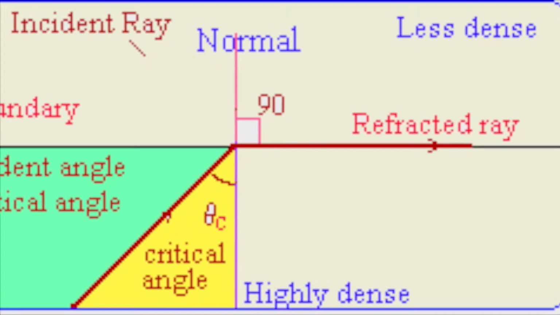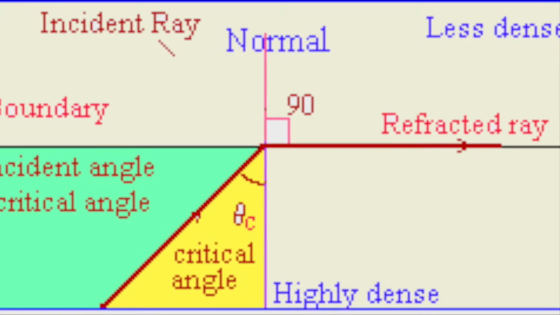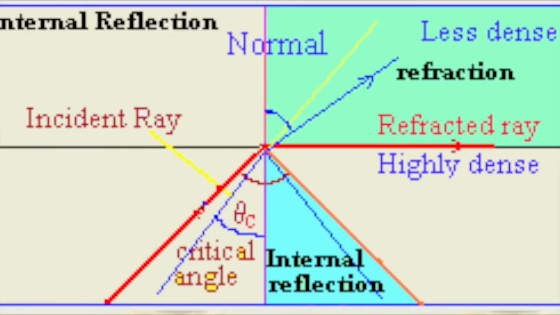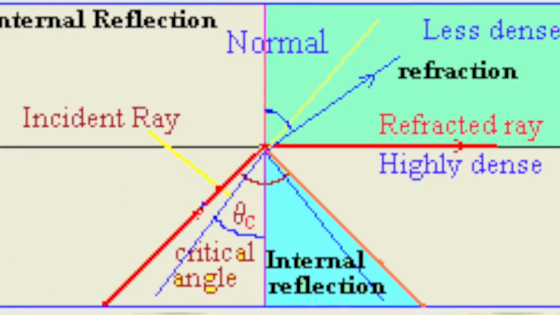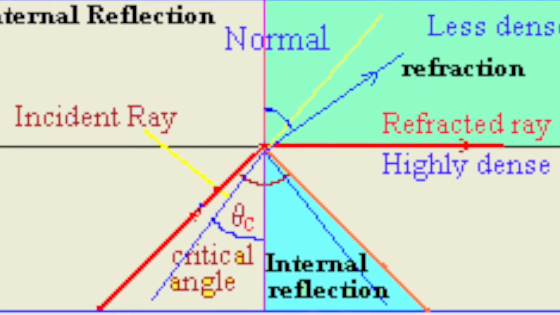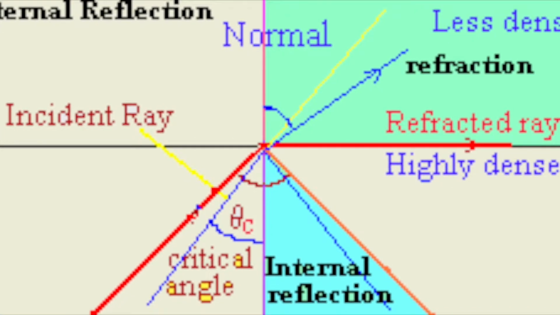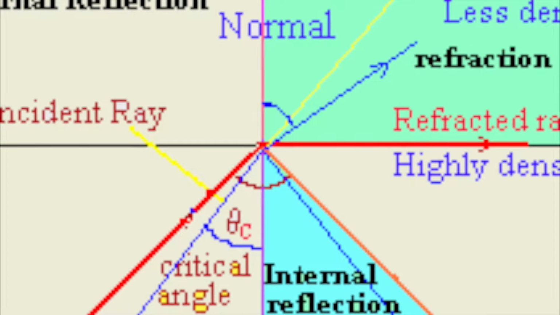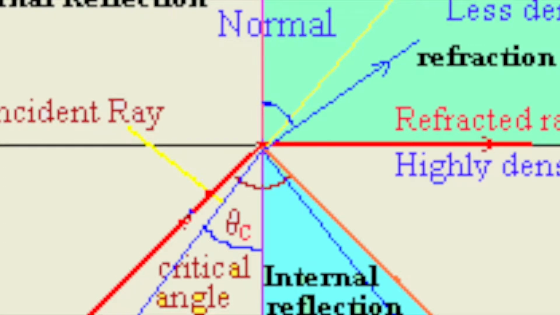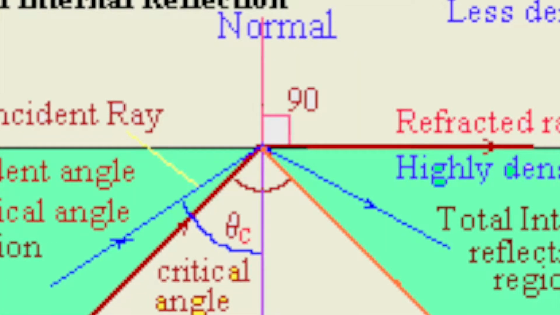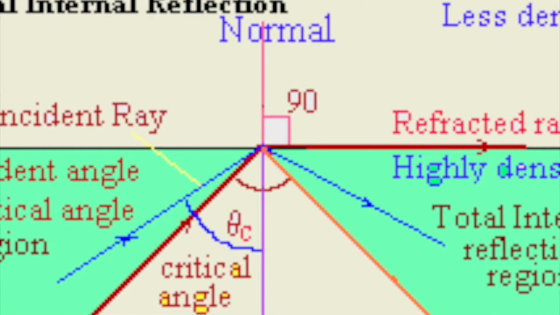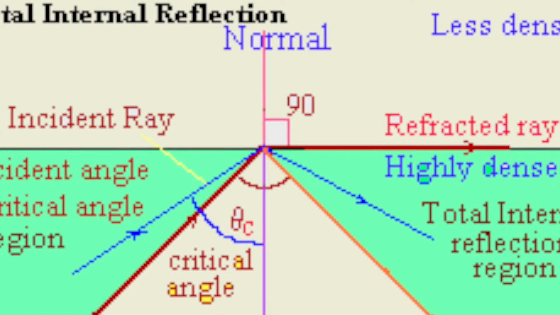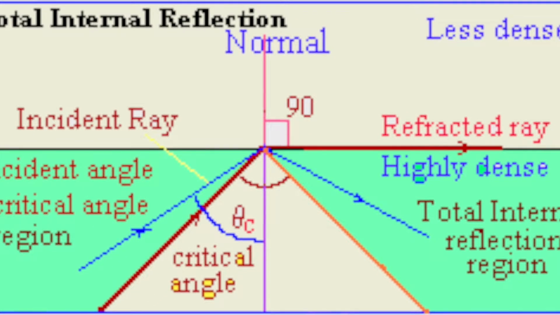The critical angle is the angle of incidence for which the refracted ray is at 90 degrees with the normal. Occurs when the incident angle is equal to or less than the critical angle, where some of the light ray will be internally reflected and some refracted. Phenomenon that is observed is called total internal reflection. It occurs when the incident angle is always greater than the critical angle, where all the light ray will be internally reflected.